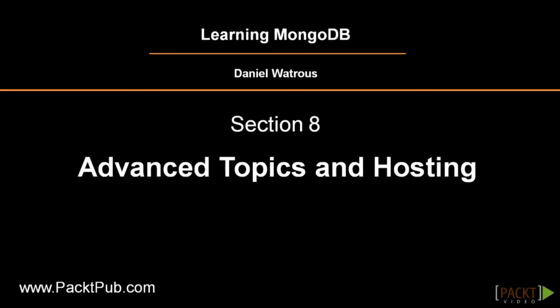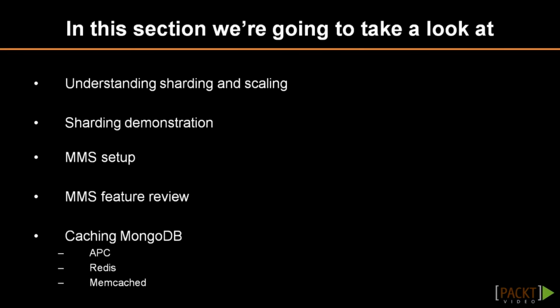This section looks at several advanced topics in MongoDB. The section begins with a review of sharding for large-scale applications. The focus then turns to the Mongo Monitoring Service, or MMS, which can be used to deploy, monitor, upgrade, and back up MongoDB installations. The section finishes with a review of caching techniques to make MongoDB even faster and more scalable. This video focuses on sharding and scaling in MongoDB.